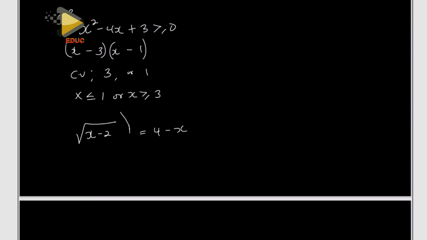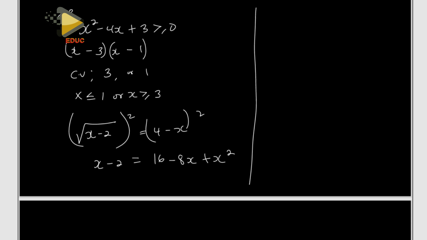Perfect. Okay, we said we're squaring this and then square that. So x minus 2 is equal to, that's going to be 16 minus 8x plus x squared. Let's get a standard equation, and that's going to be x squared minus 9x plus 18, I'm moving everything, is equal to 0.